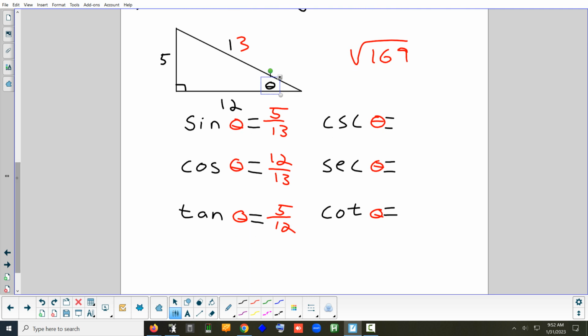And Brighton, what am I going to do with these 3 to get those 3? We're going to flip them. 13 fifths, 13 twelfths, 12 fifths. Okay. Any questions on that? Yeah. So we get 13 just from the Pythagorean theorem. Yep. It would come out to the square root of 169 in the Pythagorean theorem.